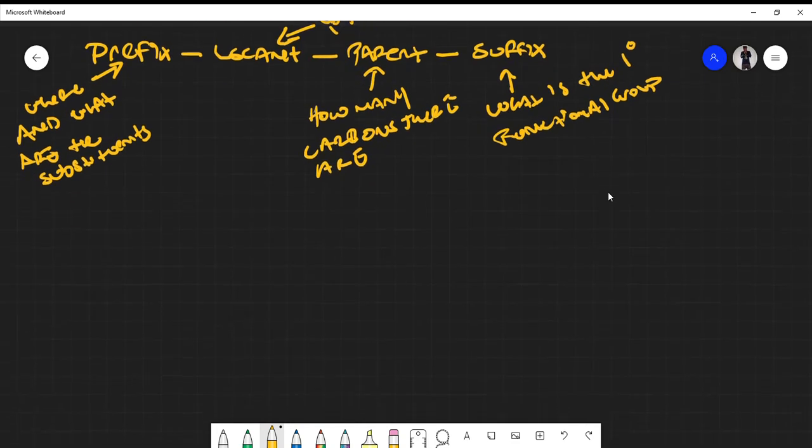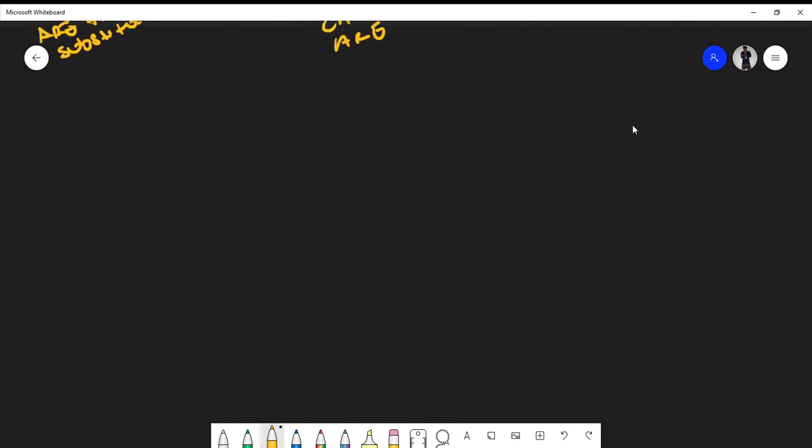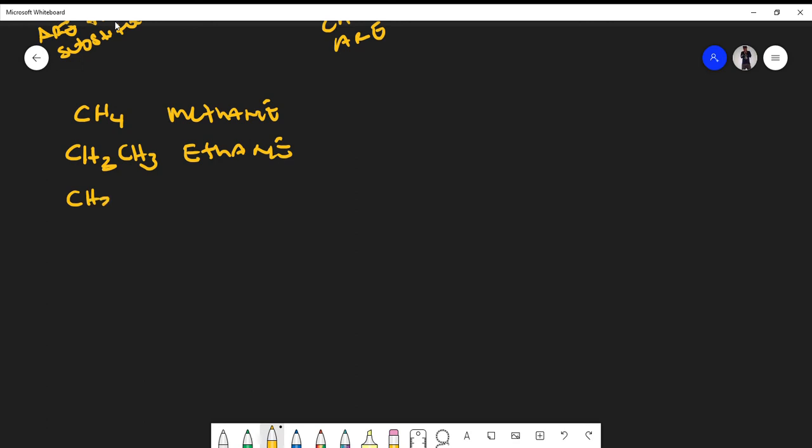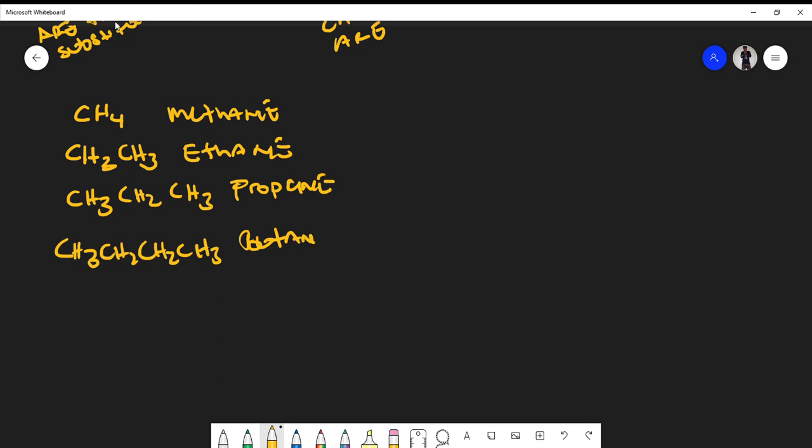Now, before we actually go to some examples, we need to be comfortable with the different alkanes. It's one of the first things you'll learn in organic chemistry. If we have a CH4, this is what we call methane. If we have a CH3, CH3, this is what we call ethane. If we have a CH3, CH2, CH3, and all I'm doing at this point is just extending the carbon chain by 1, this is what we call propane. If I have a CH3, CH2, CH2, CH3, this is what we call butane. So all I'm doing is extending the carbon chain by 1, and it goes from methane to ethane to propane to butane.